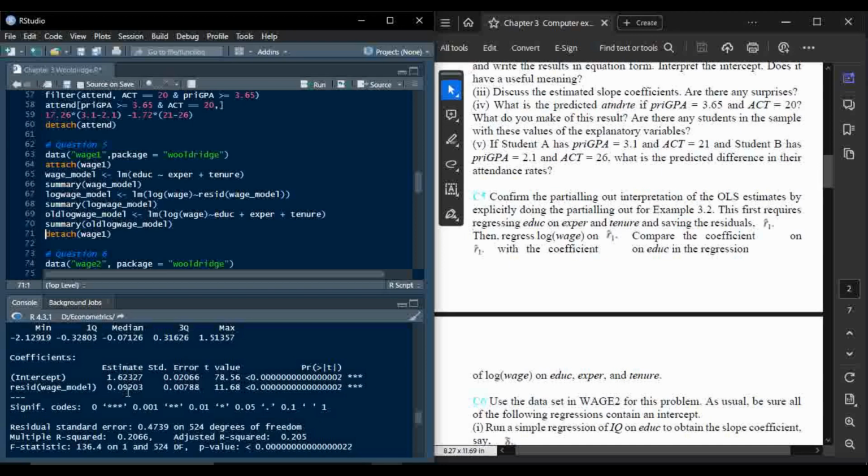So any coefficient in the multiple regression analysis of this variable explains the variation caused by only that variable by holding other factors fixed. And what we have done in this question confirms this partialing out interpretation. So now we are done with this question. Let's detach this data set.